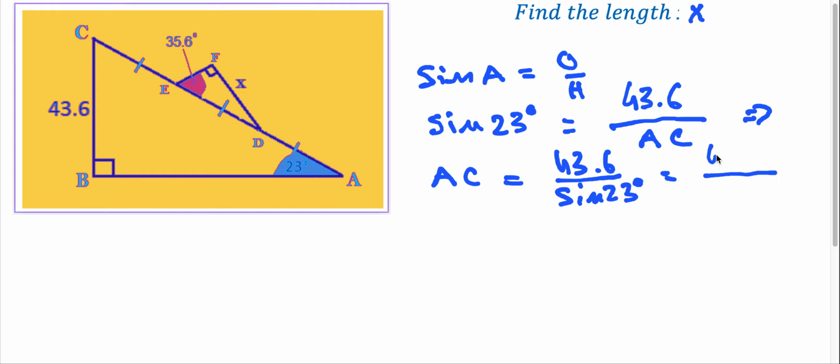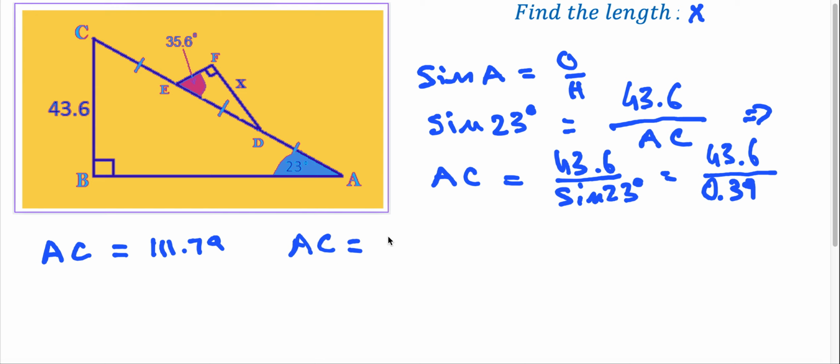But sine of 23 degree is equal with 0.39 if we round to two decimal places, and the hypotenuse AC, or the segment AC, when we divide everything, is going to be equal with 111.79 units. But now AC, we're looking here, is equal with CE plus ED plus DA. So AC is equal with CE plus ED plus DA.